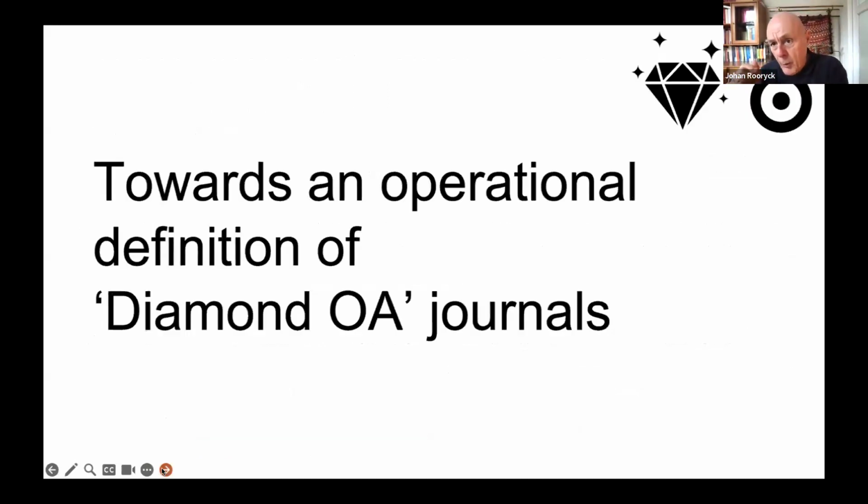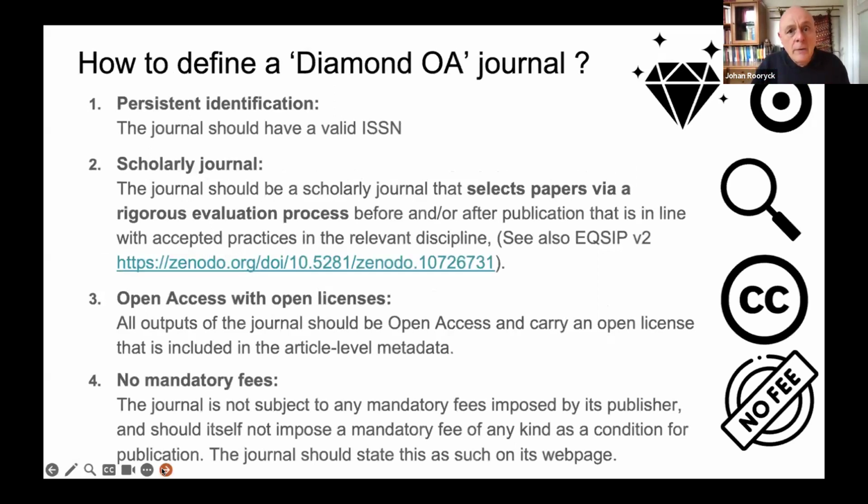But how now do we operationalize this in the context of having to set up a Diamond Discovery Hub and having to see how a journal complies with criteria for Diamond Open Access or not? And this is what we came up with. And again, this is really open for discussion. I think the first four ones will not be much of a problem.